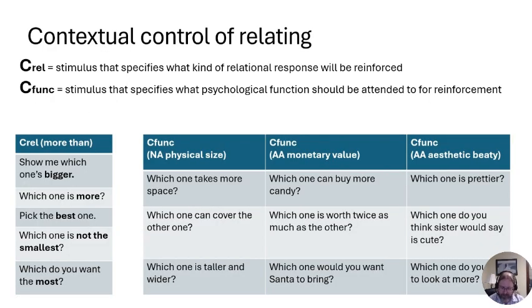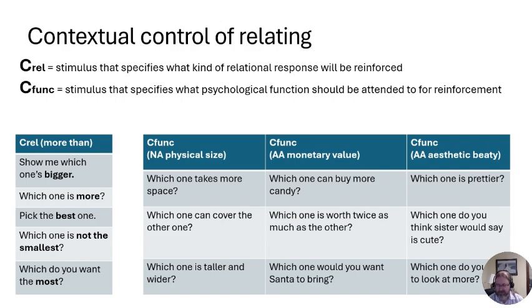Now, there's a couple other details that might be worth unpacking if your friend at the dinner party has not run off, and that is that this kind of relating is under contextual control. So when we talk about different kinds of relations, obviously there's lots of different kinds, and they could be based on lots of different things. So when we're talking more technically about this kind of relating, there's two important technical terms that we use. CREL refers to the stimulus that's going to specify what kind of relational response is going to be reinforced, or what are we looking for, right?